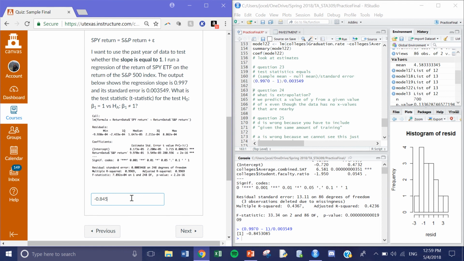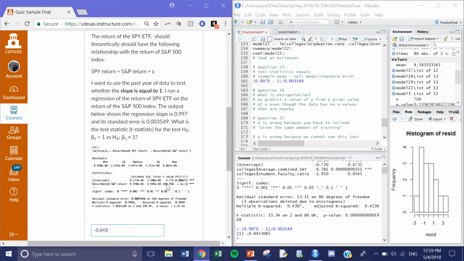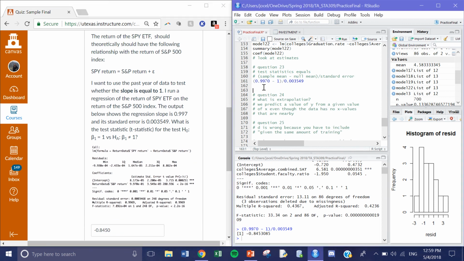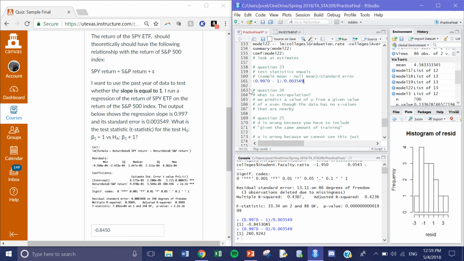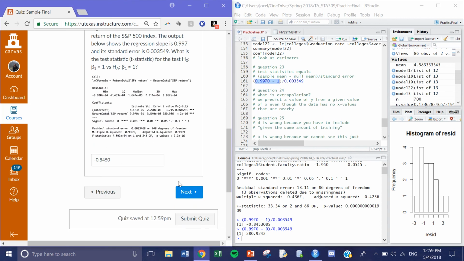0.845. And if you're wondering where they got this 280.936, let's look at it. It's testing the null equal to 0. So if I change this null to equal 0, that's where I get this 280. That's not the test statistic that we care about in this question. We're testing whether the slope is equal to 1. So that's what you need to do.